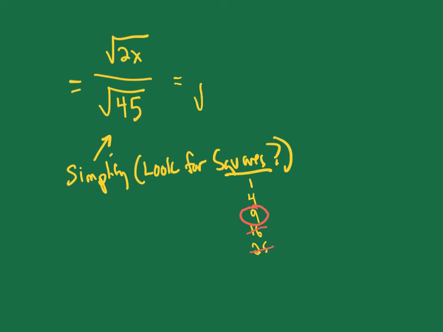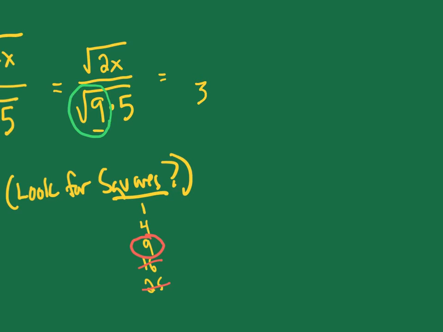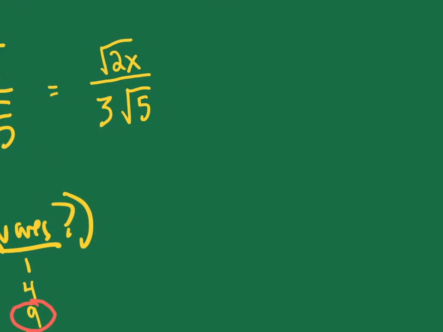So we're going to rewrite this on bottom as 9 times 5, since 9 times 5 is 45. On top, none of those go into 2, so we'll just leave that as 2x. And this square root of 9 part, that's actually 3. So on the next step, we've got 3, and then the 5 stayed inside. On top, still square root of 2x. And once you've simplified that, then we want to go ahead and rationalize.